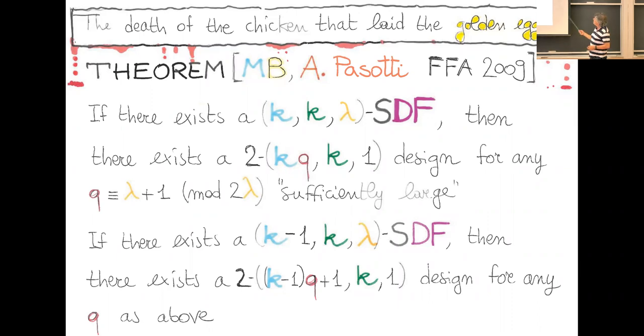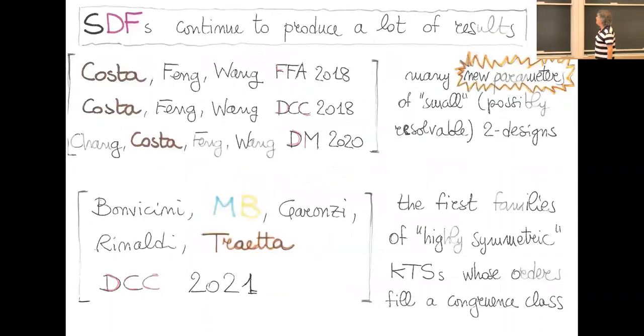But actually, I think that we were not able to kill this goose. She's still alive because strong difference families continued to produce a lot of results. In particular, my PhD student Simone Costa, together with those Chinese colleagues, those of the secret 4-1 designs, found many new parameters of small 2-designs, possibly resolvable, using strong difference families. This is the work that I told you at the beginning. It is extremely technical. I couldn't give a talk about this.